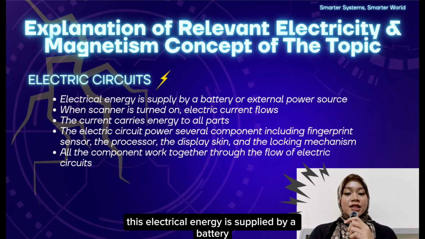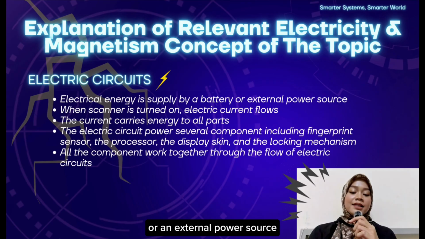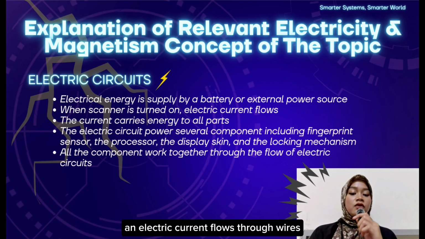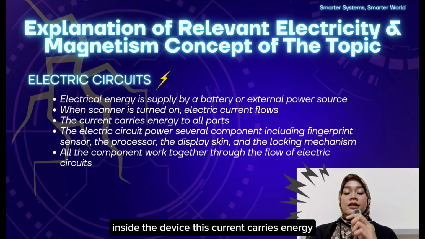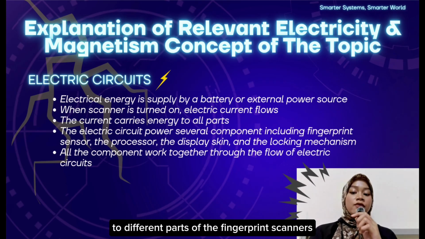This electrical energy is supplied by a battery or an external power source. When the scanner is turned on, an electric current flows through wires and electronic components inside the device. This current carries energy to different parts of the fingerprint scanner.